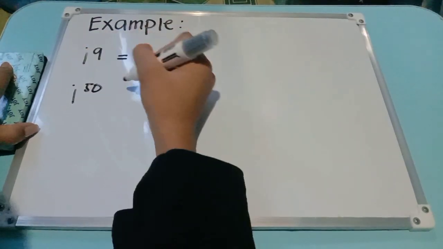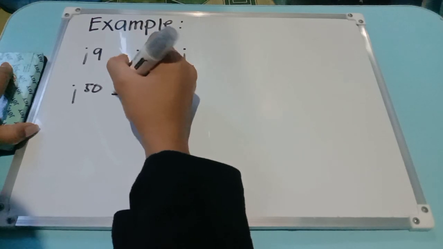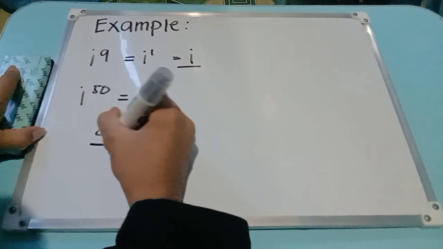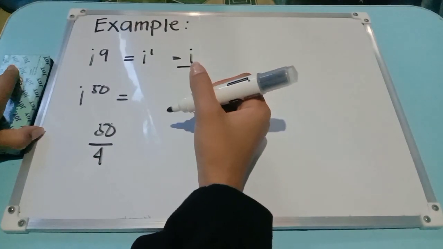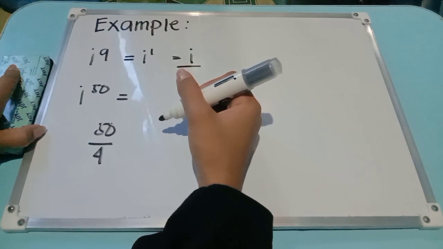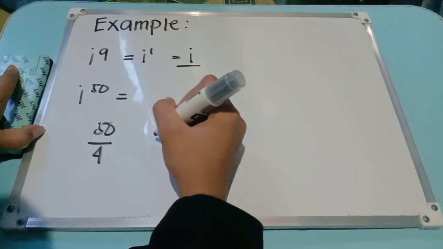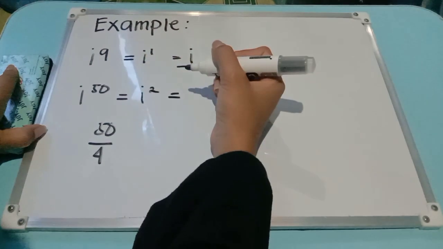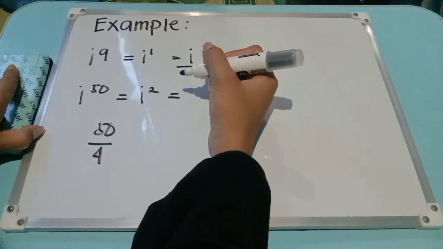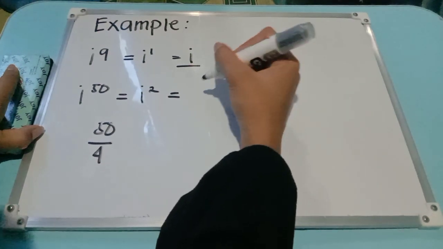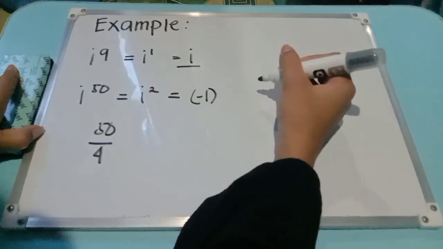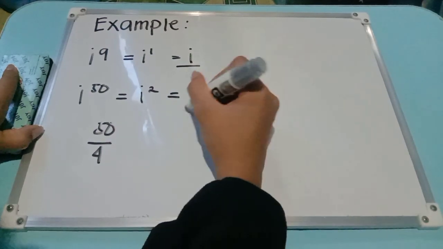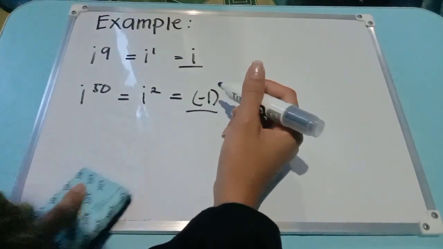i raised to 50. So we will find what value i raised to 50 has. So 50 divided by 4 has a remainder of 2. So it will be i raised to 2. So the value of i raised to 2 is negative 1. So negative 1 is the value of i raised to 50. So another example.